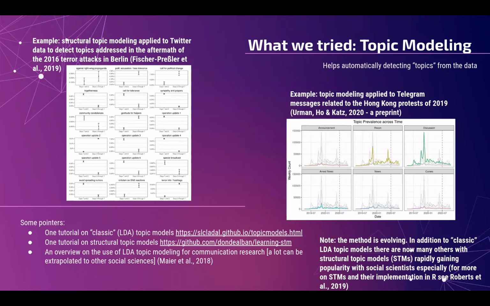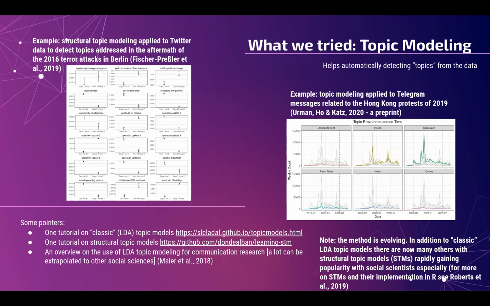So what we tried to do when we wanted to infer, again, if our users are more conservative or more progressive, we tried to check what they tweet about to see if we can then cluster them somehow based on the topics they address. And we tried something called topic modeling. Again, I'm not sure if you have experience with that or not.